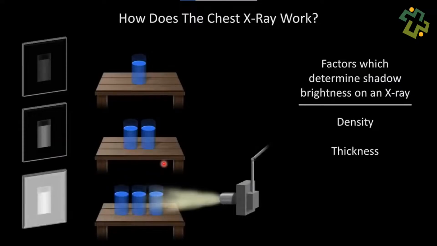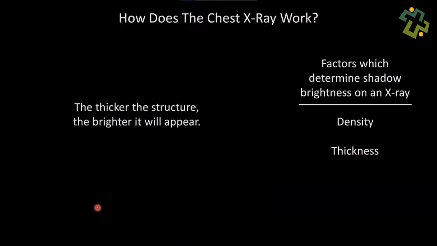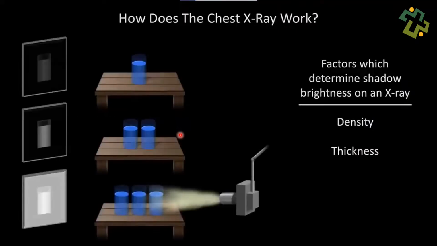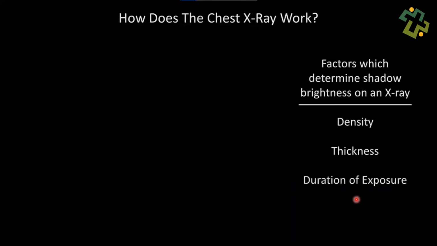Finally, if we shoot X-rays through three glasses of water, the image of glass will be brighter still. In summary, the thicker the structure, the brighter it will appear. Now, the third and last factor we're going to be discussing is called the duration of exposure. How long is the exposure?